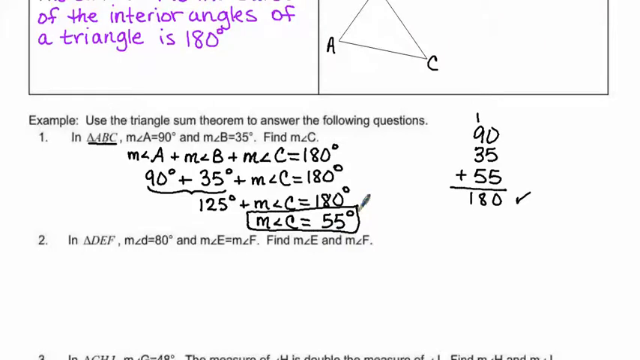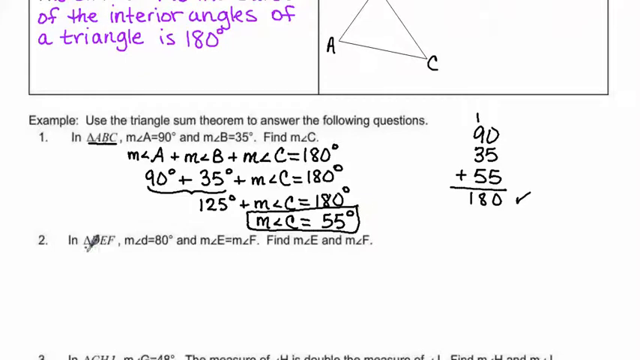And that's the lovely thing about all of these today. There is some way to check yourself to make sure it's correct. So there's no reason to miss any of them. All right, number 2, in triangle DEF, the measure of angle D, whoops, that should be capitalized, is 80 degrees. And the measure of angle E equals the measure of angle F. Find the measure of angles E and F.